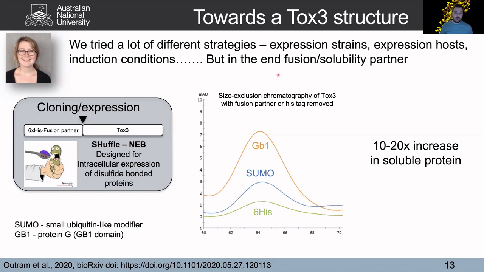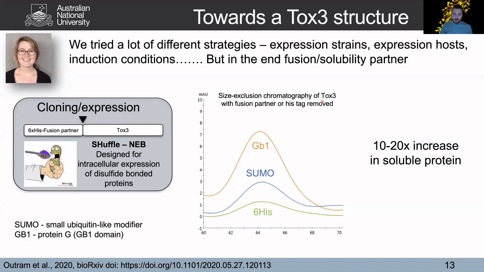But in the end, what was really important was the addition of a fusion or solubility partner at the N-terminus. So instead of just having a his tag, we also had a fusion partner. We initially started by using Sumo, and I'd like to thank Mark Banfield's lab for making the suggestion of trying GB1.